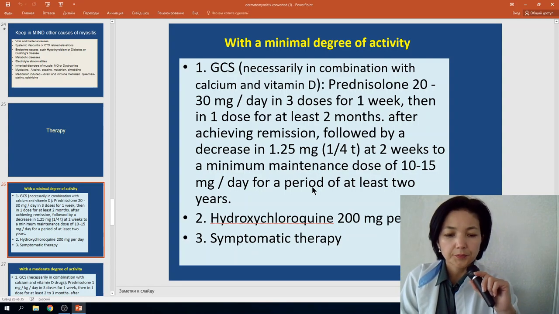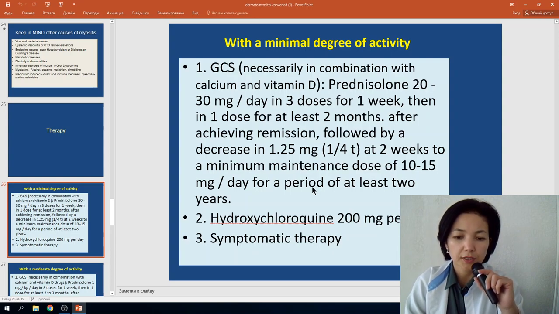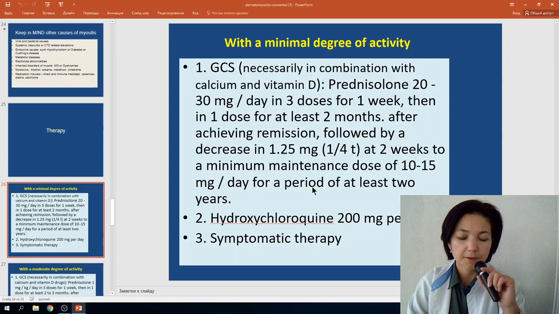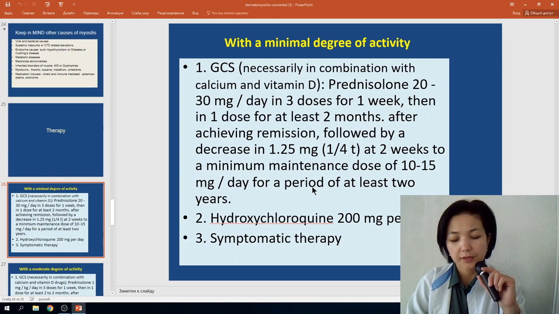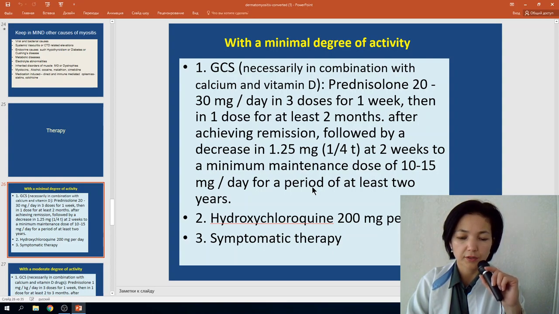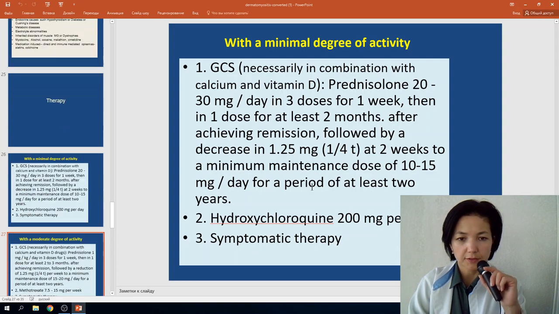Also, we can use hydroxychloroquine, 200 milligrams per day. This is an antimalarial drug, and symptomatic therapy. What does it mean, symptomatic therapy? If the cardiac muscle is damaged, which can appear as arrhythmia or hypotension, of course you will treat the arrhythmia and hypotension symptomatically. If hypertension, use antihypertensive drugs, or if the kidney is damaged, of course you use other drugs for treating the kidney, and so on.